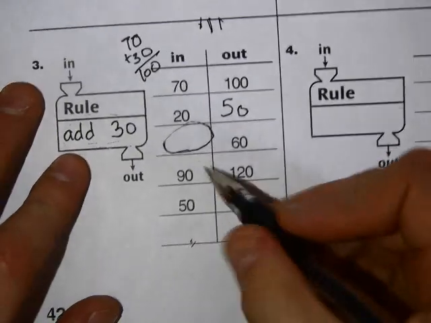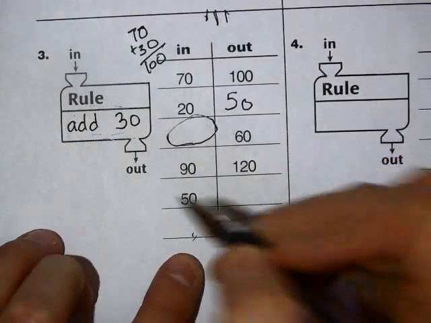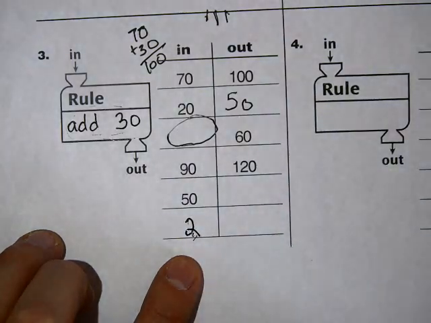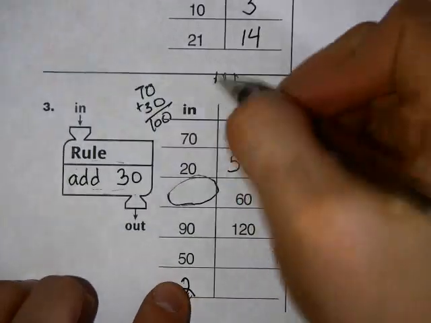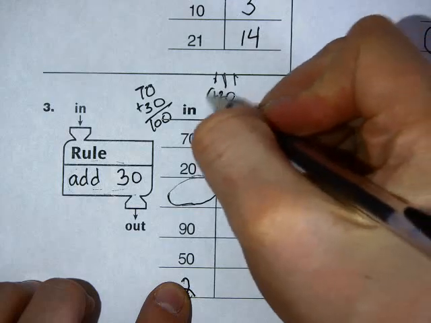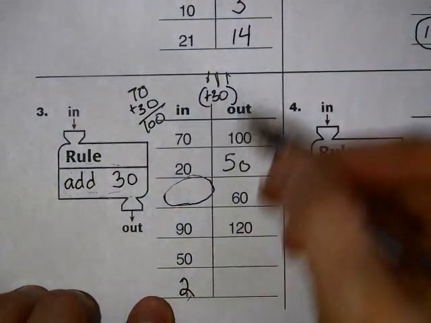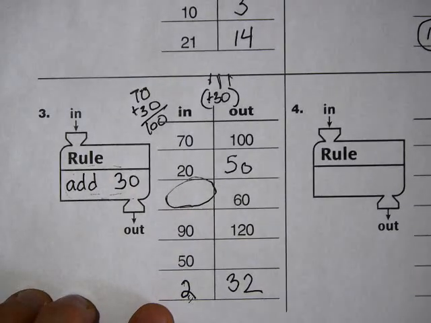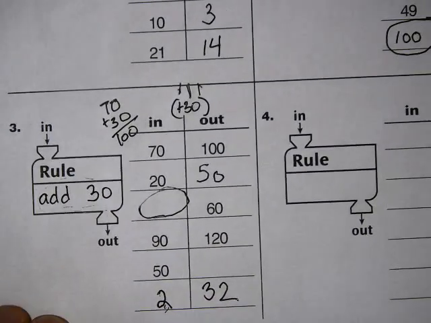Oh, and good, for this one I get to make up my own numbers again. So I'll make it easy on myself. I'm going to do 2. So I want to add 2. Well, I forgot to write my rule right up here so I could remember it. I'm going to do 2 plus 30, and I would get 32. Okay, and you guys can make up your own at home.